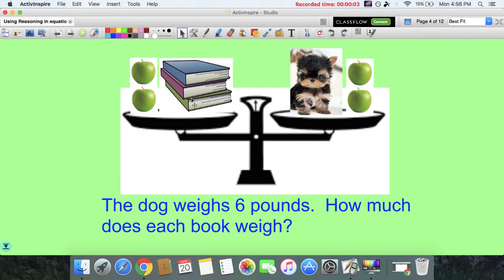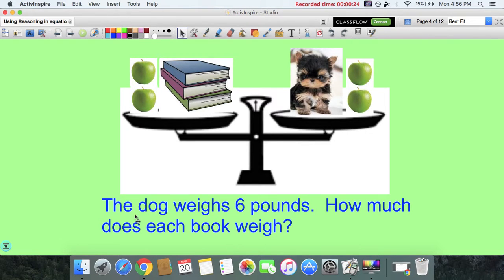So I'll start this video going just back to that slide we did in class. Here's a scale, and in the scale you see there are 2 apples on the left side, 2 apples on the right side, 3 books here, and a puppy over here. Now, as you can tell, the scale is balanced. The left side weighs as much as the right side.